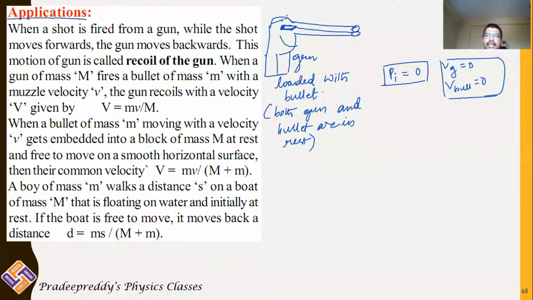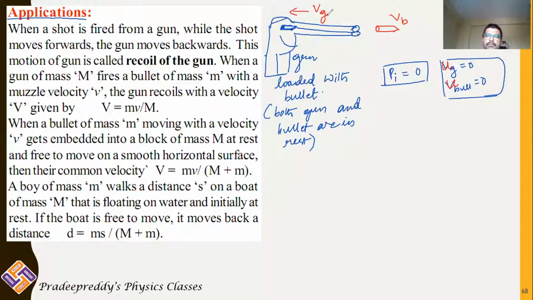Now, after firing, you are able to see that the bullet comes out with some velocity. Let me treat it as the final velocity. Let me consider that these are initial velocities, and the bullet is coming out with some velocity, and that velocity I consider as Vb. And this gun, when the bullet comes out, just recoils back with some velocity. I consider it as Vg. So why it is recoiling, I'll tell you.